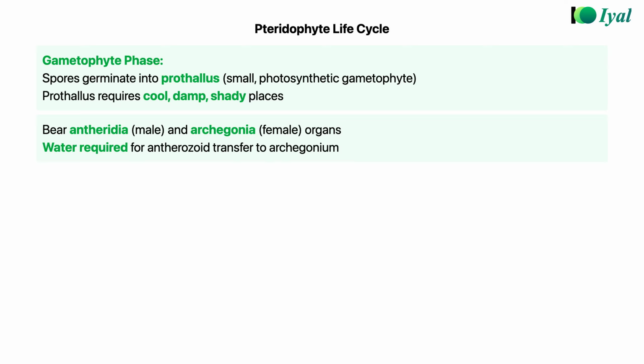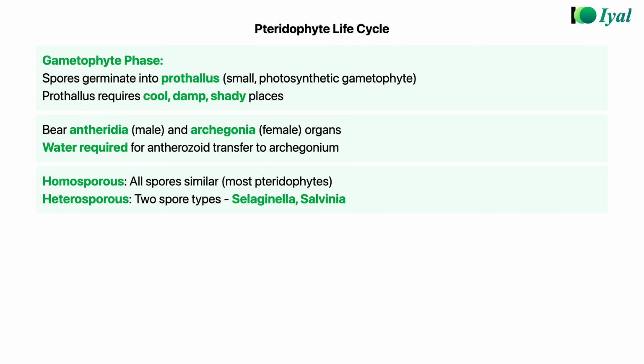Once fusion occurs, the zygote develops into a new sporophyte, which is the dominant phase you see as the fern plant. Most pteridophytes are homosporous, meaning all their spores are similar in kind. But some genera like Selaginella and Salvinia are heterosporous. They produce two kinds of spores, large megaspores and small microspores. The megaspores germinate to produce female gametophytes, and microspores produce male gametophytes.